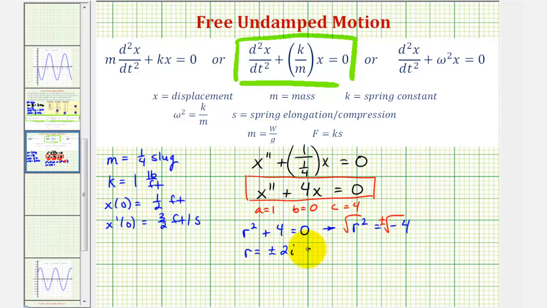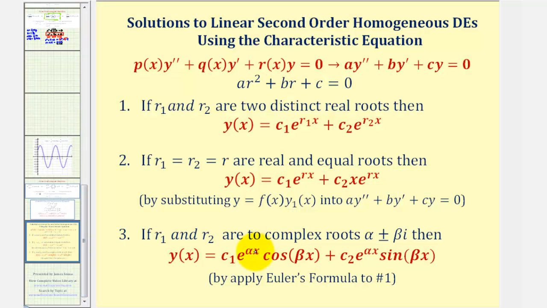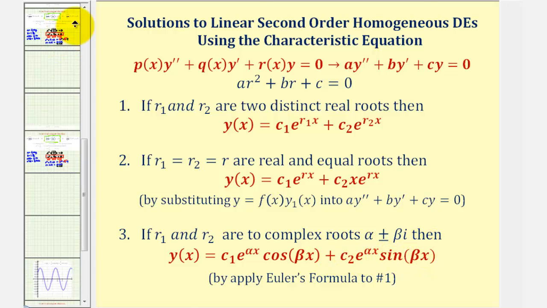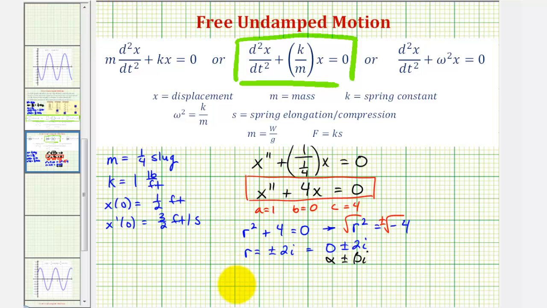Which if we wanted to, we could also write as 0 plus or minus 2i, because if we go back and take a look at our notes, if the solution is complex, we want it to be in the form of alpha plus or minus beta i. So here, if alpha is 0, notice how we have e to the 0 here and e to the 0 here, which is 1, leaving us with c sub 1 cosine 2t plus c sub 2 sine 2t. So this would be the general solution.